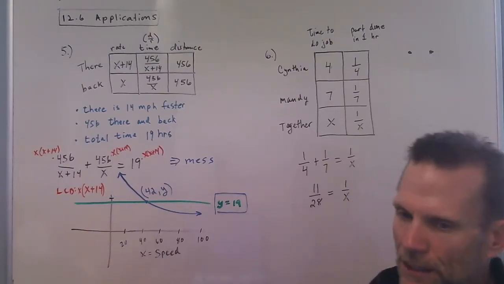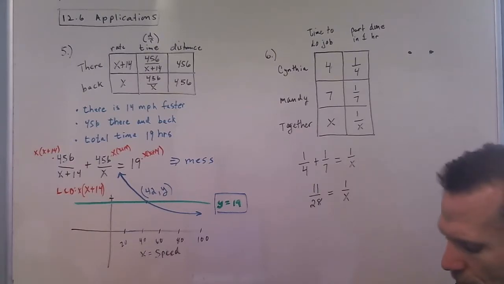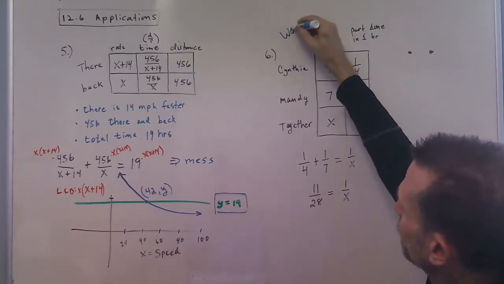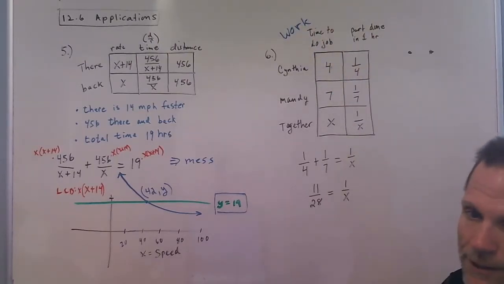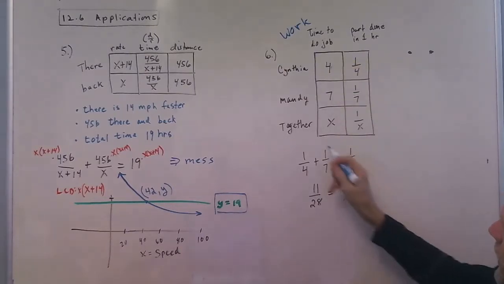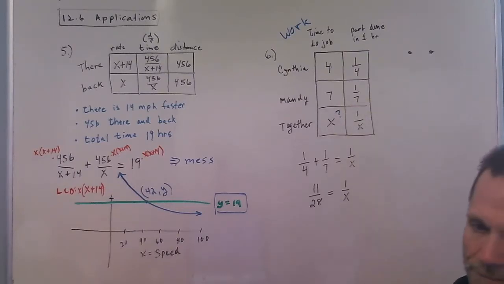Okay. And then looking at this one, it's similar to one we did earlier. We have to fill in this. This is what they call a classic kind of work problem. Okay, and we can make this table time to do the job, and we're trying to find out how long together. This is what we're really trying to find out there.